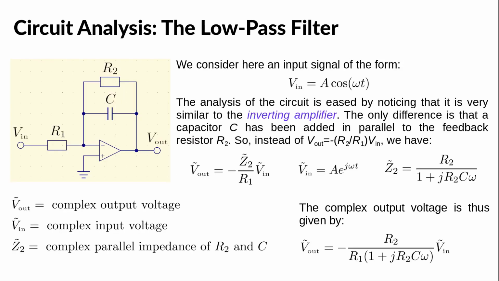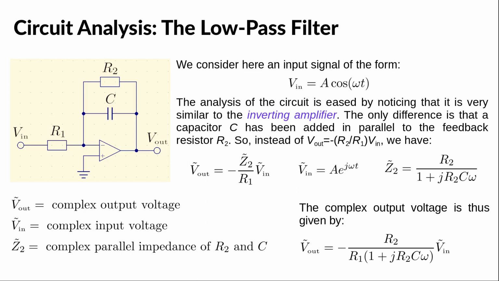Let us start with the low-pass filter, and in what follows, we assume that we are injecting an input voltage of the form A cosine omega t, where A is the amplitude of the signal and omega the angular frequency. By the way, we are going to work with complex numbers and impedances that we discussed in a previous chapter, so go check in the description of this video for the link to this chapter if you need to refresh your memory.